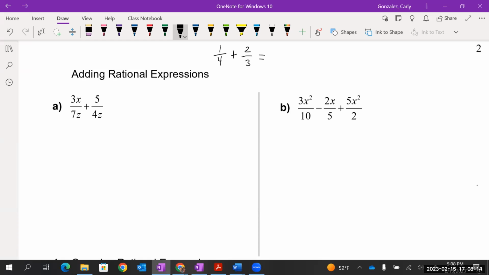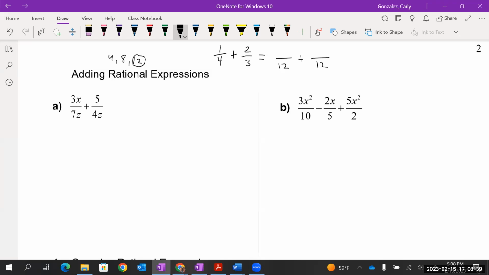One option for this is you can think, okay, we can count by fours. 4, but 3 doesn't go into 4. Then 8, 3 doesn't go into 8. 4, 8, 12. Aha. 3 and 4 both go into 12. So that is the denominator I am going to go after.